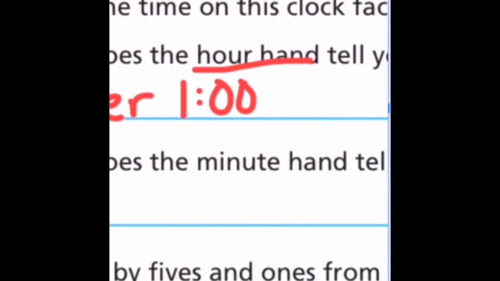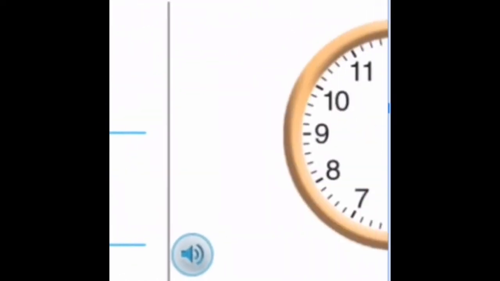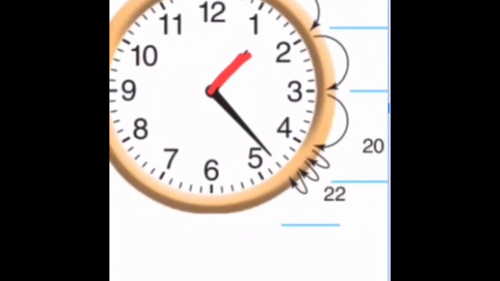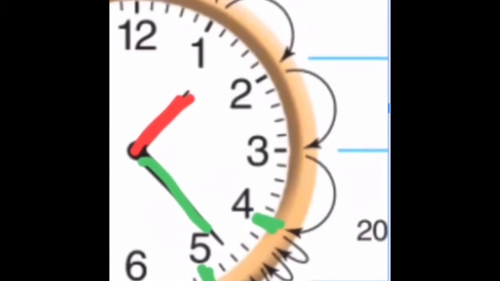And then what does the minute hand tell us? And the minute hand is the longer one. And again, we'll count by 5s, but notice it doesn't end on that number. So that means we'll stop counting by 5s when we hit this one instead. Okay, so they did the jumps for us.